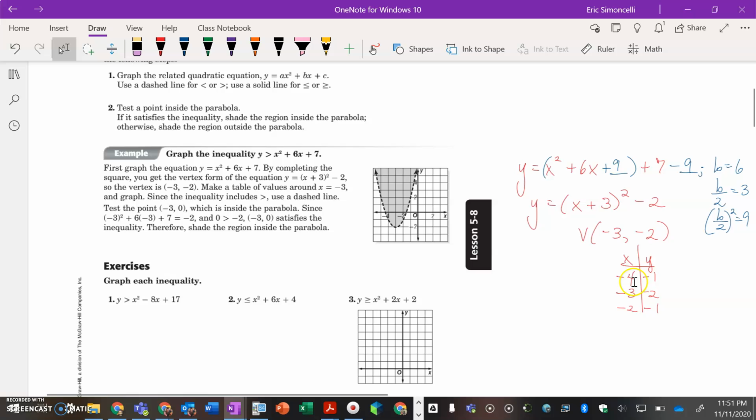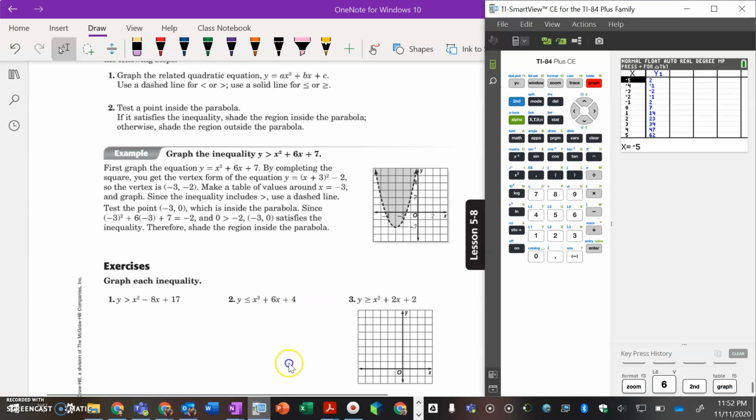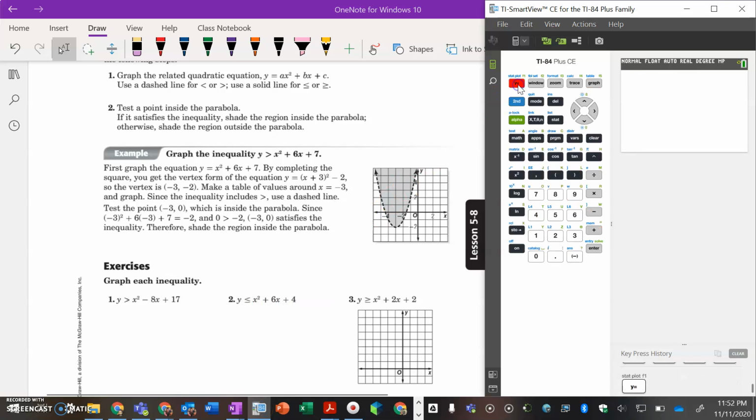Then we pick points like -4 and -2. Plugging them into the original function, you end up with -1 for both y's. If I were to graph on the calculator, which I also recommend you take a look at, I typed in advance x squared plus 6x plus 7. And yes, the graph should take shape, not surprisingly, very much like what you see here.